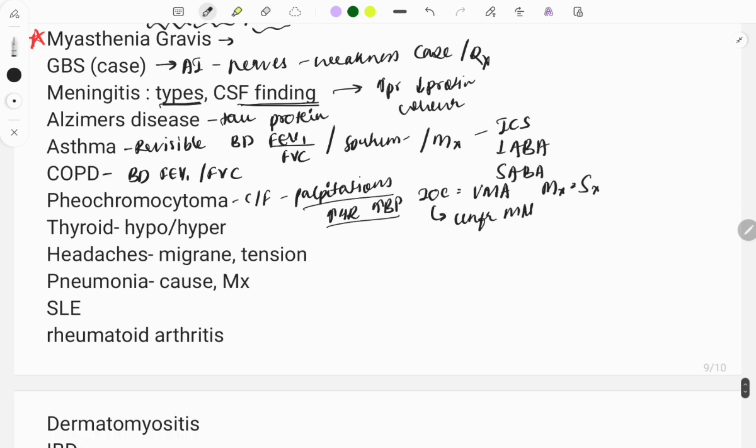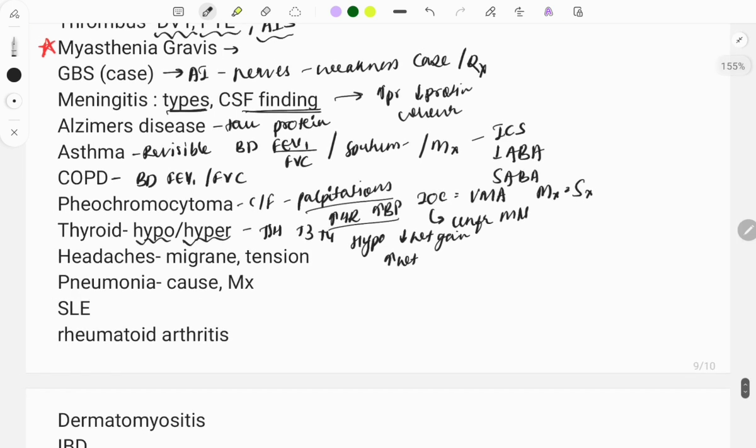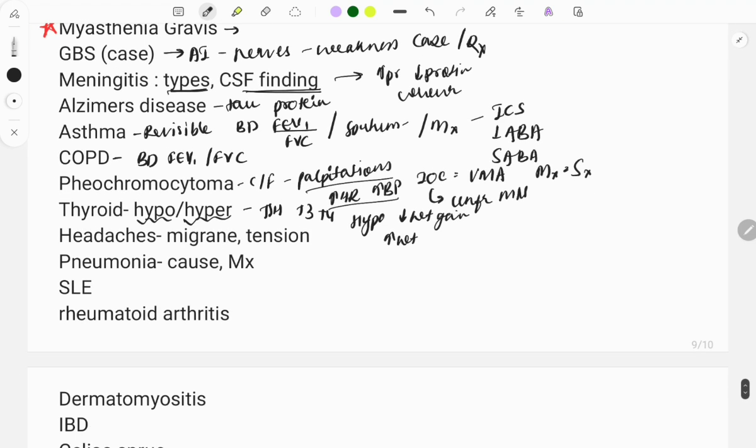Then from the thyroid, questions are mainly asked on the hypothyroidism and the hyperthyroidism. How do we diagnose this? We diagnose mainly on the TSH levels, the T3 and the T4 levels, and findings found in that. Like in the hypothyroidism, there will be decreased metabolism. So like this, based on the features, you will be able to differentiate whether it is hypo or hyperthyroid. And questions are also asked on the treatment.